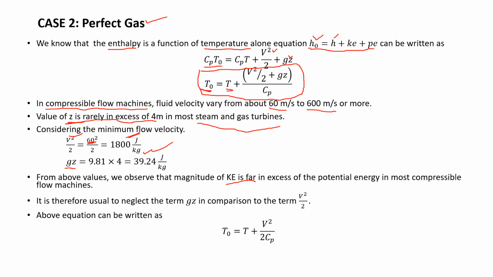So it is usual to neglect the term gz in comparison to the term V square by 2. What I mean to say is, since the kinetic energy is far greater than the potential energy, we neglect gz, then the above expression can be written as T naught is equal to T plus V square by 2 Cp. We have just simplified the expression by making some assumptions.